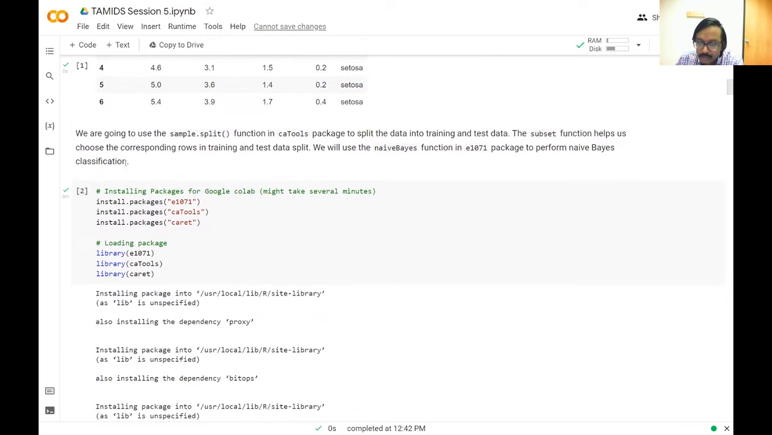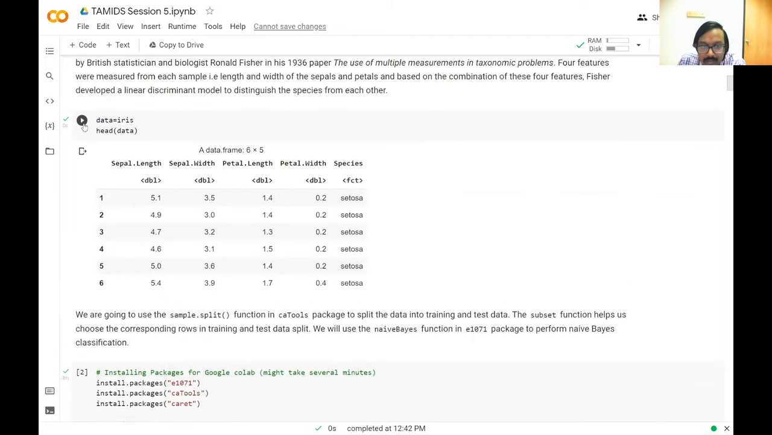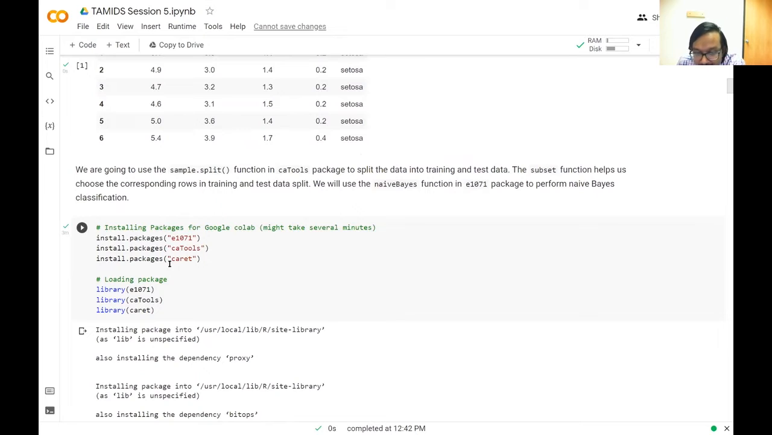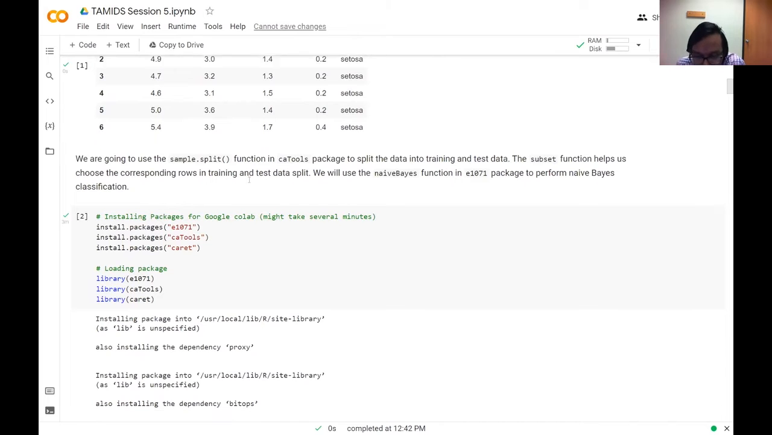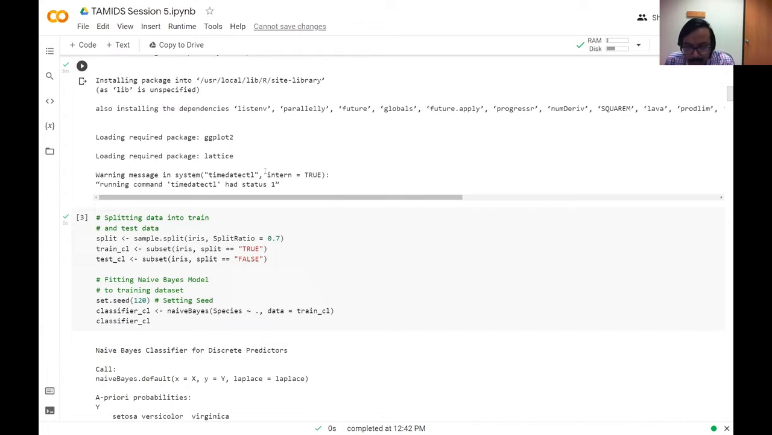If you are running through the codes, make sure that you click through each of the cells here. And this particular cell, especially for installing the package caret, might take quite a long time. So if you have clicked on it, please be patient. It might take a few minutes. But for now, let me just keep working through the example.